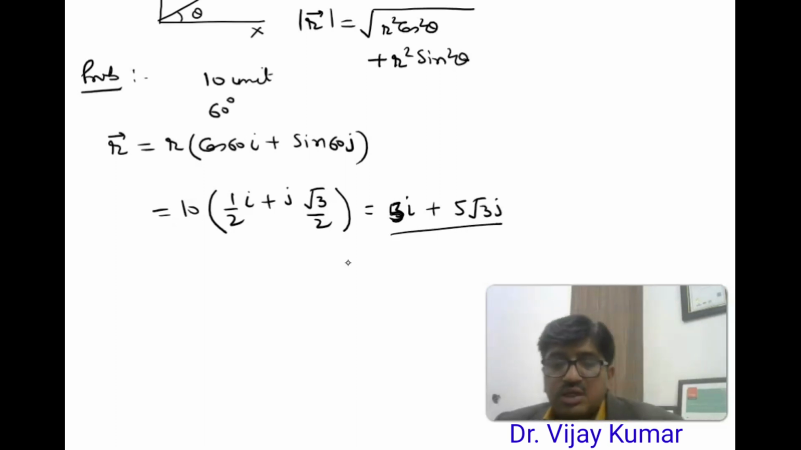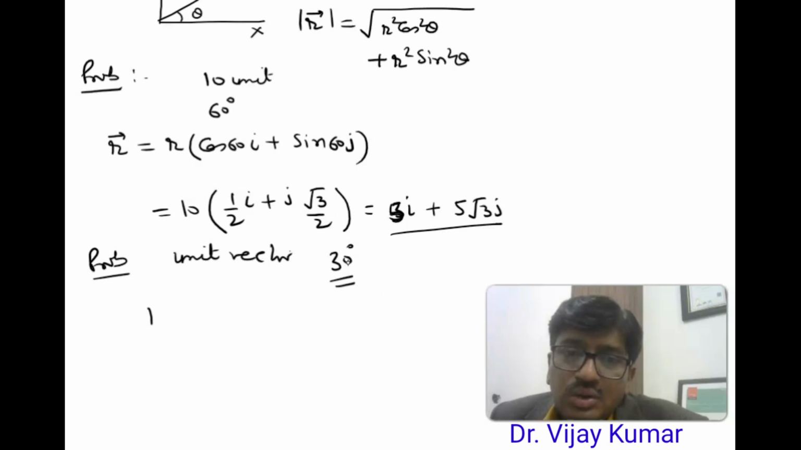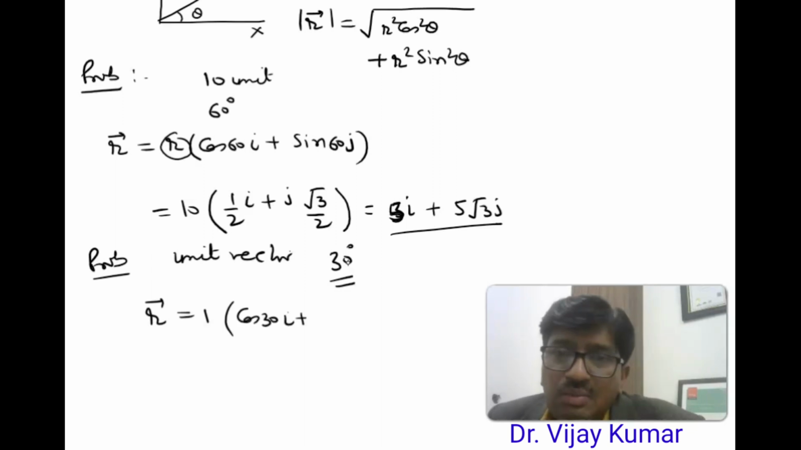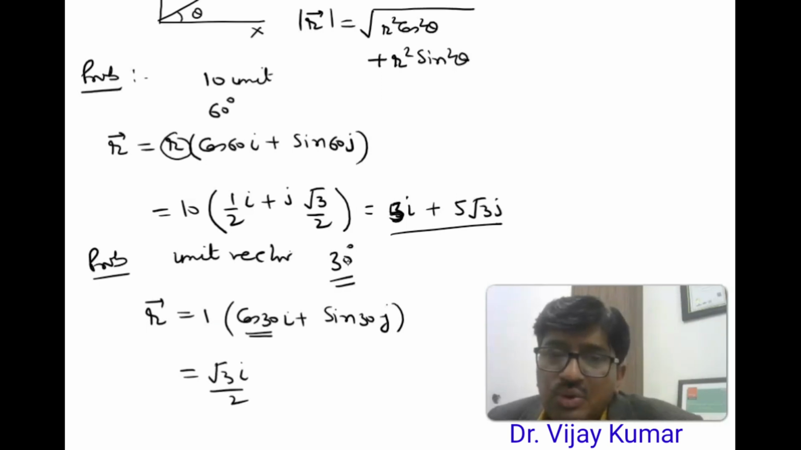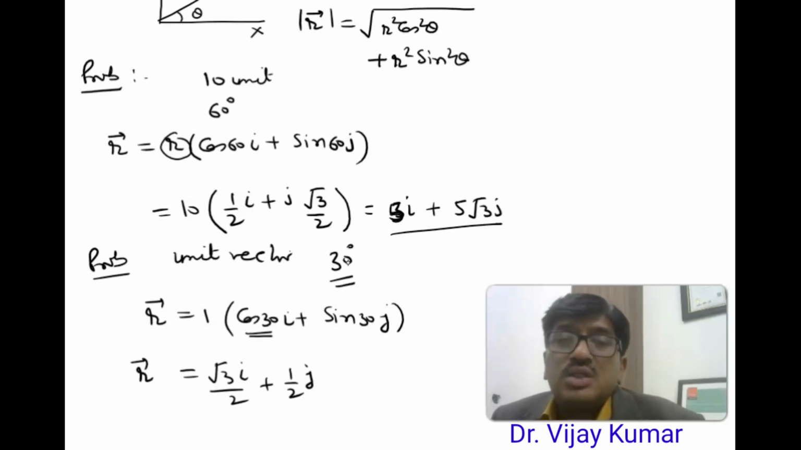This is R vector. Another problem, suppose we have a unit vector and the unit vector makes an angle 30 from x-axis. So R vector becomes, unit vector means R becomes 1, cos 30 I plus sin 30 j, and cos 30 means under root 3 I upon 2, and sin 30 means 1 upon 2 j. This is the R vector in this case.